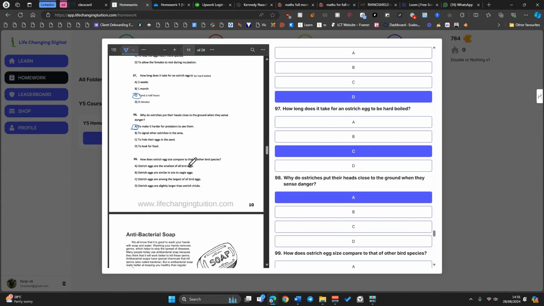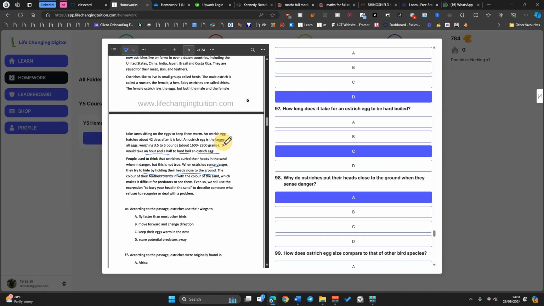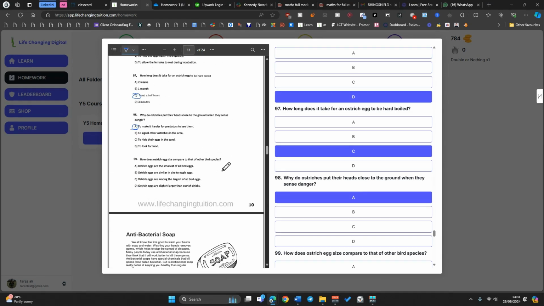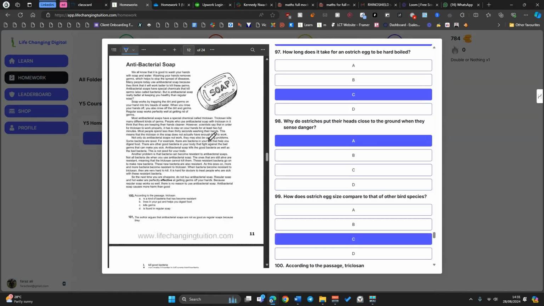How does ostrich egg size compare to other bird species? Well, we know for a while it actually says, yeah, there we go, it's the largest egg. So they are amongst the largest of all birds. So question 99, option C here.